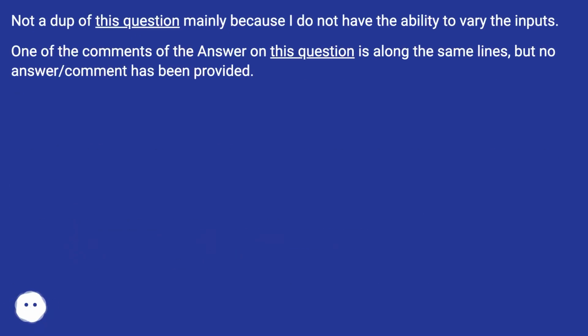Not a dupe of this question mainly because I do not have the ability to vary the inputs. One of the comments of the answer on this question is along the same lines, but no answer/comment has been provided.